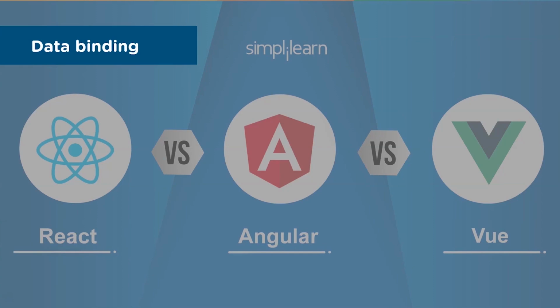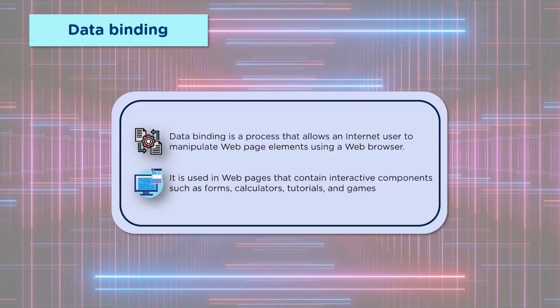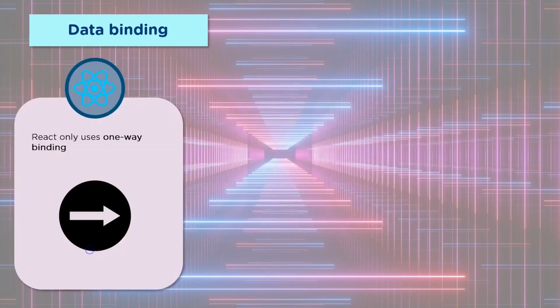So identifying the user and retrieving data corresponding to that specific user is facilitated with the help of data binding. Data binding is a process that allows an internet user to manipulate web page elements using a web browser. Now it is used in interactive components such as calculators, tutorials, games, etc.